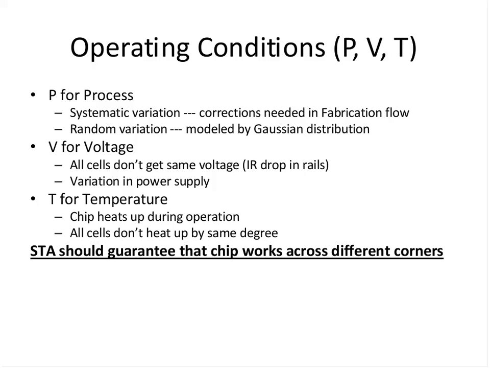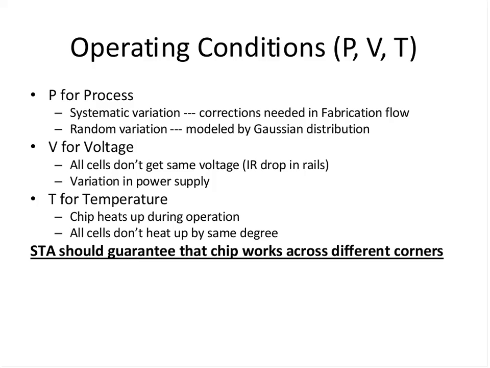Second is called random variation. On such a small scale of manufacturing, let's say again we talk about 65 nanometers, not all PMOS and NMOS devices will have the same challenge. They will most probably follow a Gaussian curve. We will see an example of that. Most of the devices will have channel lengths very close to 65 nanometers. Some of them will be beyond 65 nanometers, and some will have channel lengths less than 65 nanometers. This type of variation is called random variation. It is modeled by Gaussian distribution.